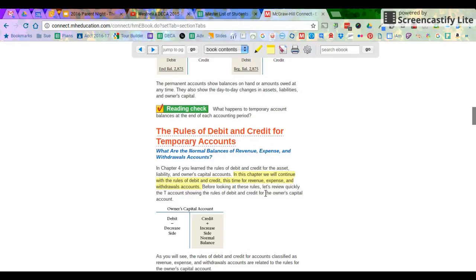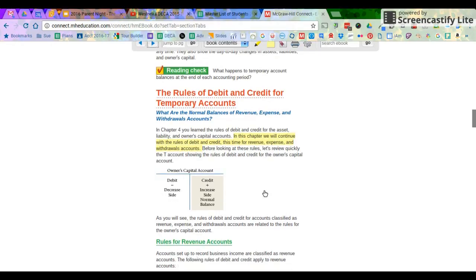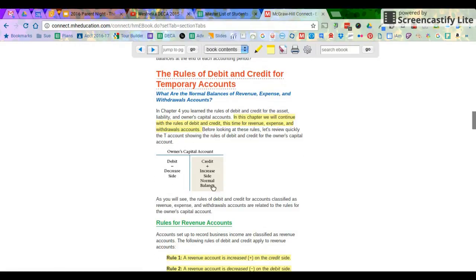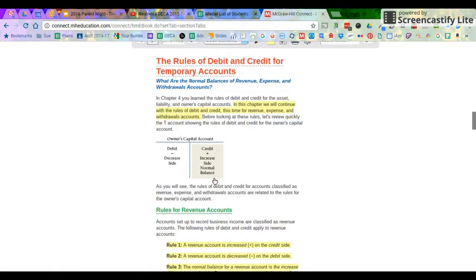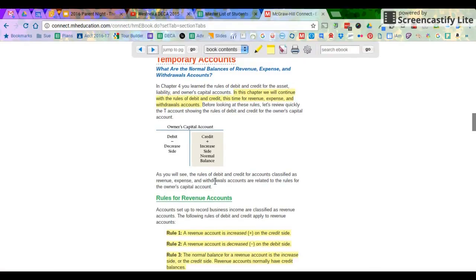So what are the rules of debits and credits? I have a new half sheet handout, and on one side is what we've looked at before, and on the other side is now this new capital and how that's going to transpire. So the capital is the same. Credit side is the increase side or the normal balance side. Debit is the decrease side. And why is that? Because capital is on the right side of the equation.